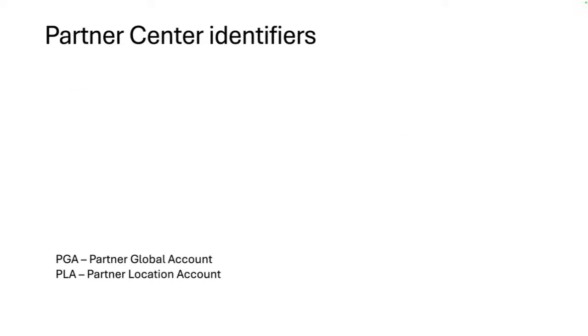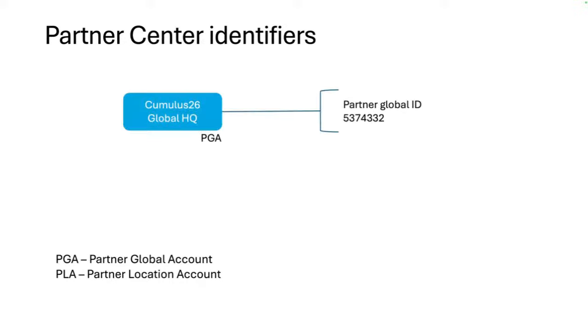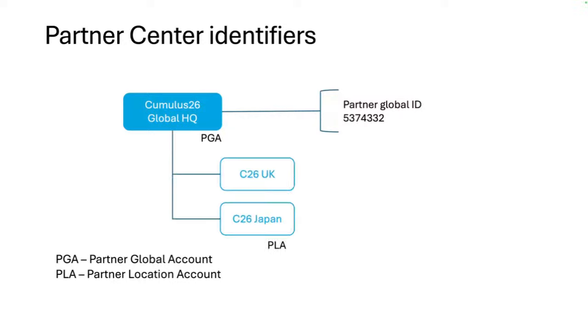But that's the seller. Now, let's talk just a moment about Partner Center identifiers here. When I create a PGA, I get a Partner Global ID, and it looks something like this, right? Some generated integer. And I'll often be asked for that if we're trying, for example, to identify an account within Partner Center. Also, with regard to our PLA accounts, we also get a Partner Location ID.